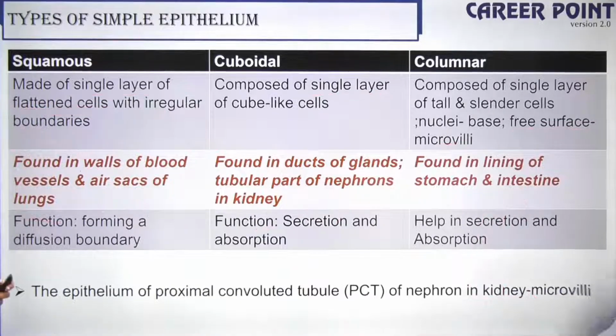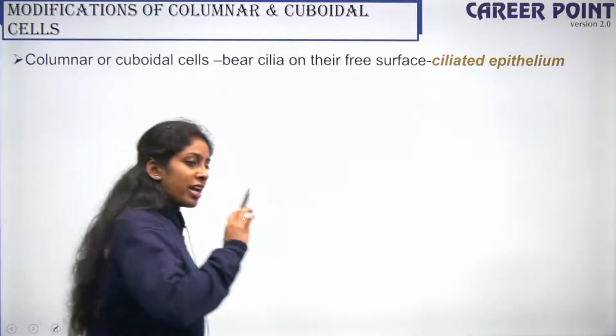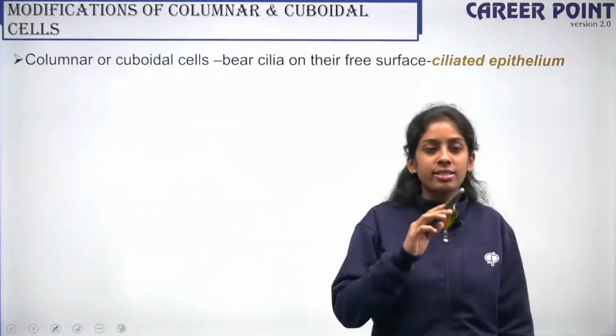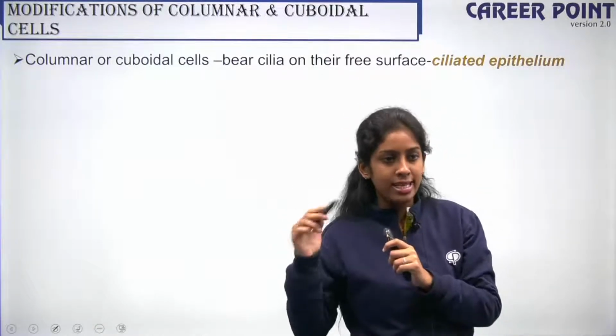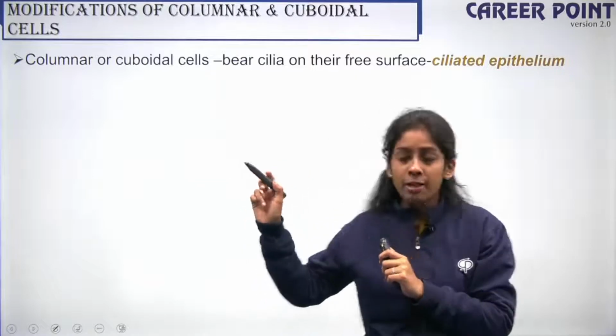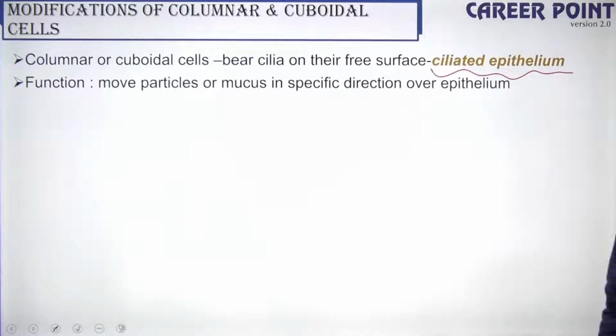All right. So going forward, your columnar and your cuboidal epithelium can have modifications. What modifications can they have? Your columnar and cuboidal cells can have cilia on their free surface, so they can be called ciliated epithelium. Microvilli give a brush border appearance, which is different from cilia. So when your cuboidal and columnar epithelial cells have cilia present on the free surface, they are called ciliated epithelium.